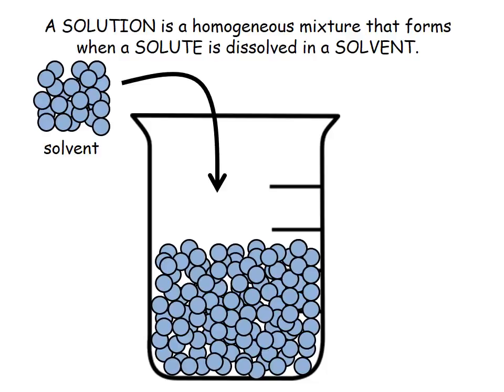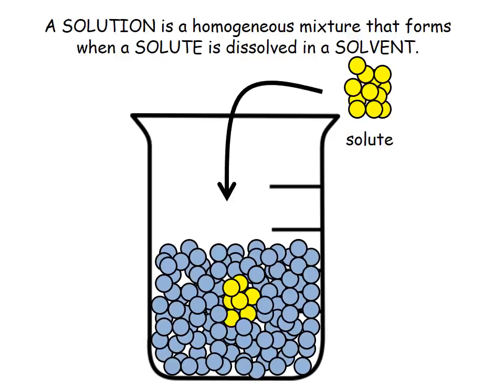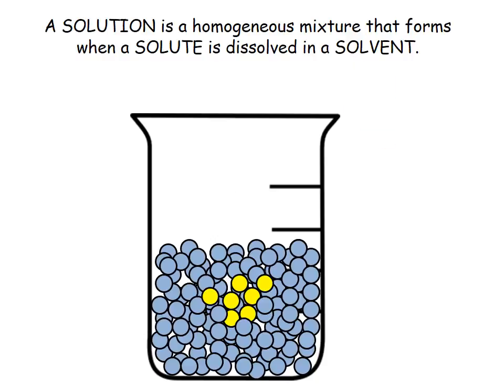So here we're going to throw some solvent into this beaker. So the solvent's going to be represented by those blue spheres. And we'll put a solute in there too, which is going to be represented by these yellow spheres. And what happens is over time that solute will dissipate from the other solute particles until it is homogeneously mixed into the solvent to make the solution.